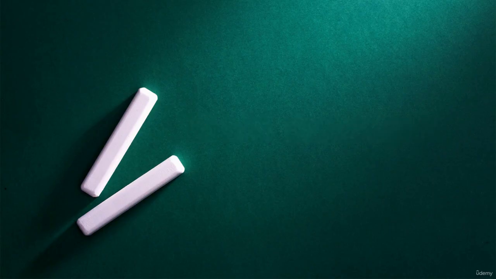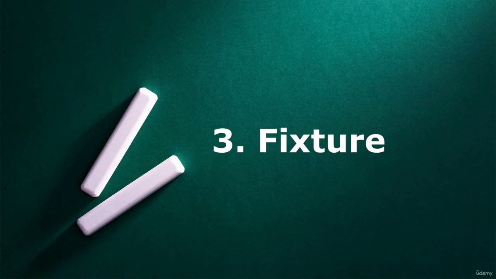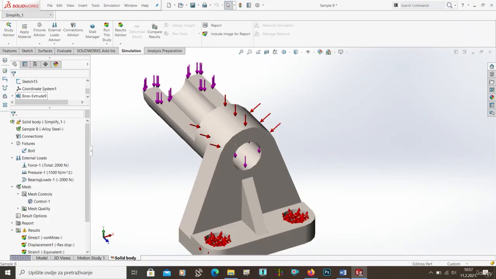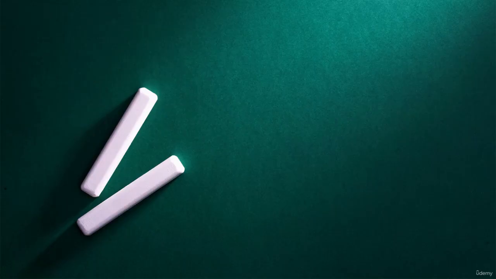After we choose material, we will have to fix our part. So here, as you see, we have two holes, and we're going to simulate bolts. So we're going to apply the fixture in this hole and in this hole. And then we're going to fix our part to the ground.